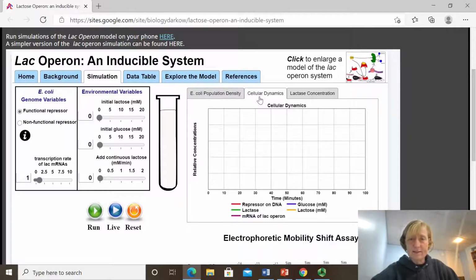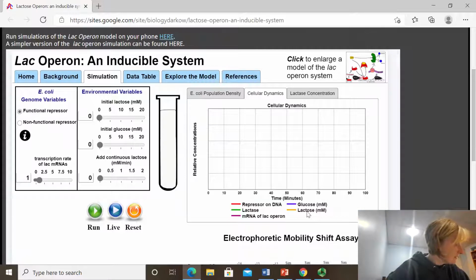So under this system, we're going to be looking at a lot of different lines. We're looking at how much lactase is present. We're looking at the repressor. Is the repressor on the DNA or not? Is there mRNA of the lac operon? In other words, is this lac operon being transcribed? If there's mRNA, it is. We're also going to look at the presence of glucose, maybe, and how much lactose is there. This is going to be helpful. Knowing how much lactose is around is going to help us understand when this operon is turned on and off.